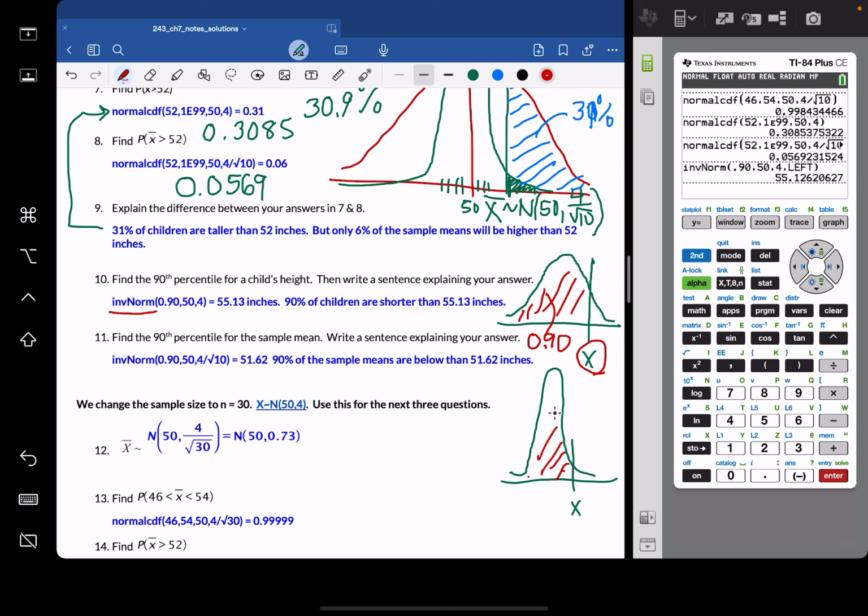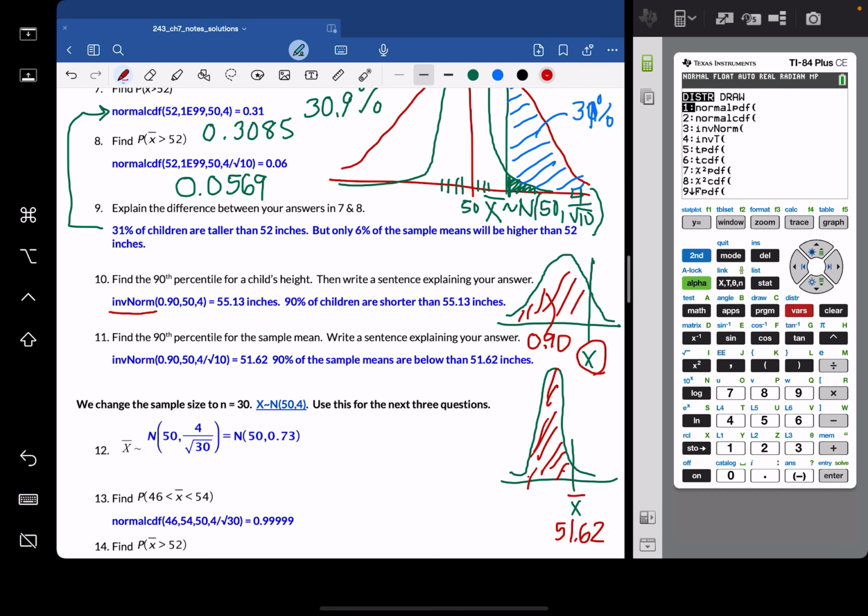So again, what is my X? And it turns out that X is 51.62 inches. So you have to be taller to be the 90th percentile of the kids, and you don't have to be as tall to be the 90th percentile for the sample means. And I just realized that I should have put X bar on that guy, because that's a distribution of X bar that we're talking about.